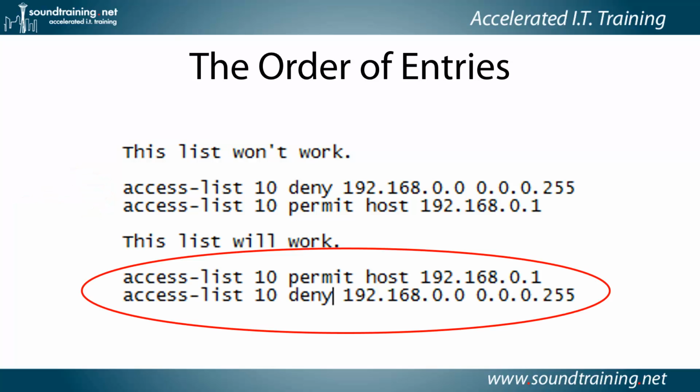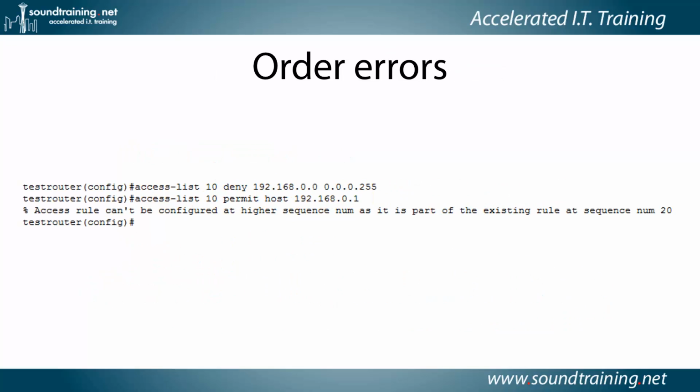So you have to invert it and do it this way. So we do access-list 10 permit host 192.168.0.1. We put the most specific statements first, followed by the most general. And that one will work. On newer versions of the IOS, again from version 15, the router will actually complain if you try to go from most general to most specific. It'll throw off an error like this saying that the access rule can't be configured at a higher sequence number as it's part of the existing rule at sequence number 20. Now, you may not see the sequence numbers, but they're there, and I'll show you that when we do the demo in a moment.